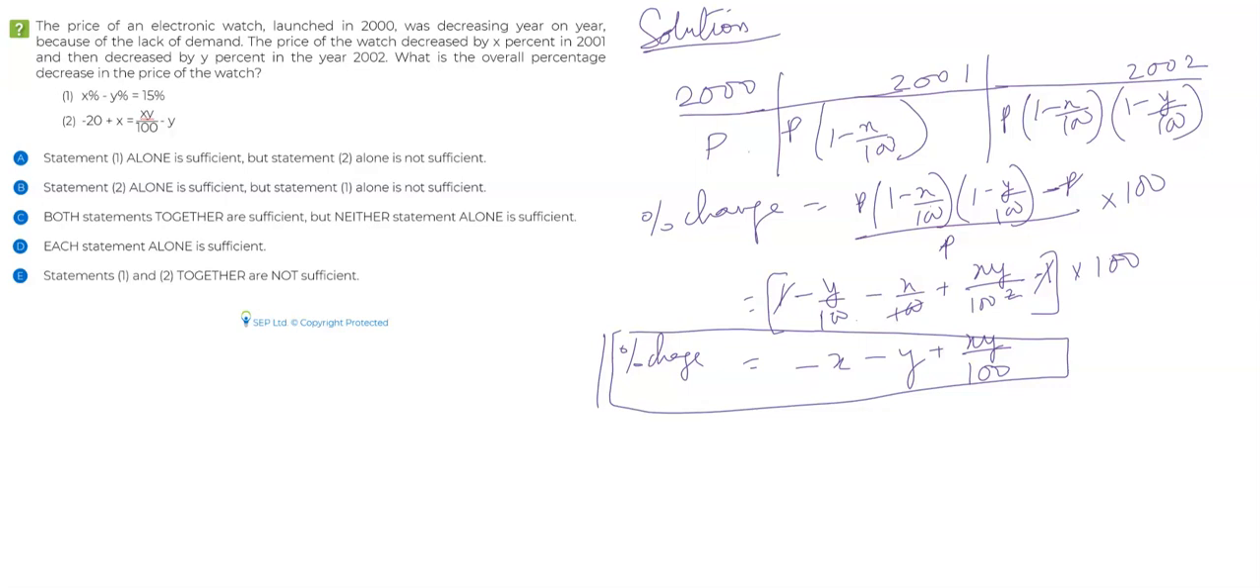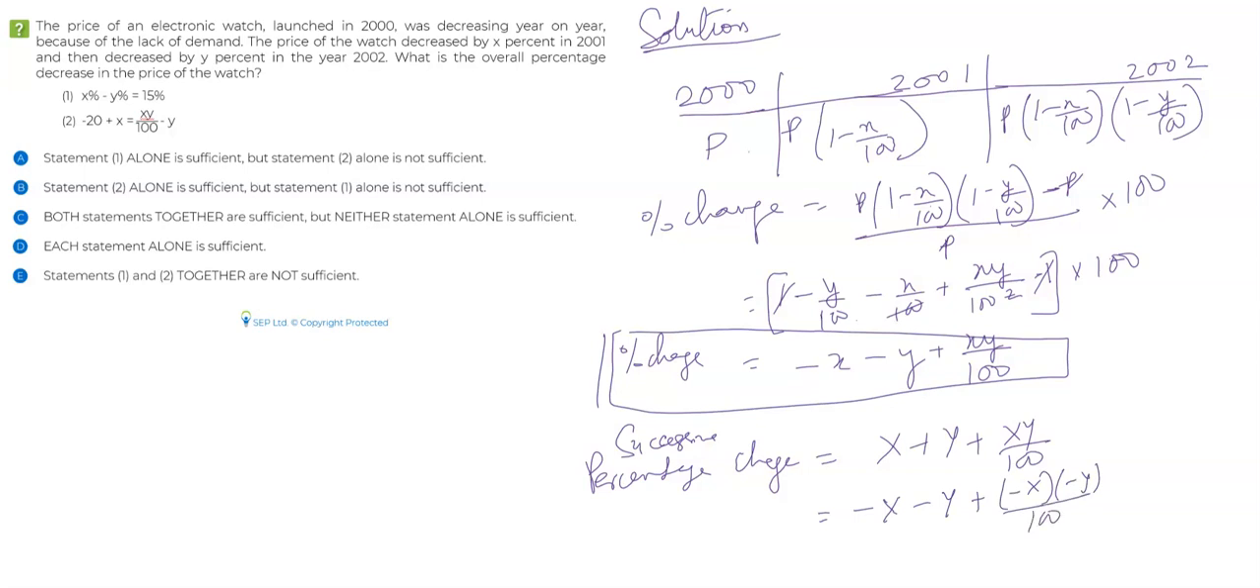We have already taught you that if there's a percentage change, there is a direct formula, especially this formula for successive percentage change. Keep this in mind. For successive percentage change, the formula is X plus Y plus X into Y by 100. We told you that if there's a decrease, you need to put a negative sign. So minus X minus Y plus X into Y by 100. Note that in the end, the expression that you're getting is minus X minus Y plus X into Y by 100, and both these expressions are the same.